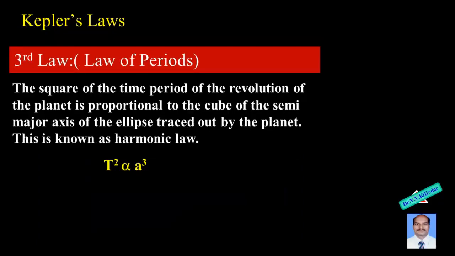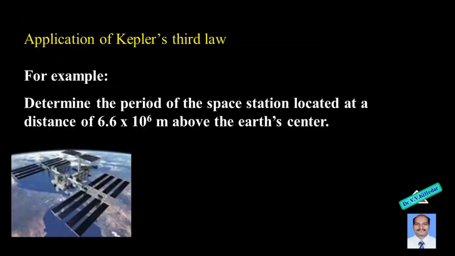Now let us consider Kepler's third law of motion, which is called the law of periods and stated as: the square of the time period of revolution of the planet is proportional to the cube of the semi-major axis of the ellipse traced out by the planet. This is known as the harmonic law and written as T square is proportional to r cube. This law has very much importance. This can be explained by this example.